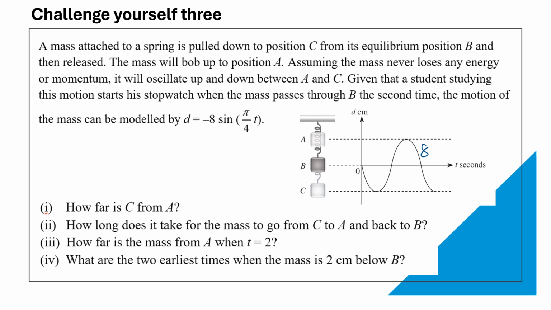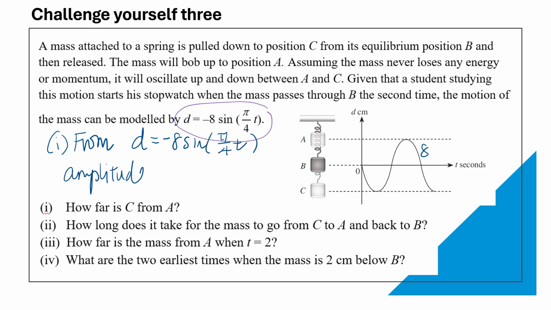Alright, so this is the same kind of concept. When you pull a mass attached to a spring down to position C and then let go, the mass will just bob up and down between A and C. If you look at the diagram here, quite clearly we can see that this is an inverted sine curve. That's why your A is -8. So the amplitude is 8. You can indicate the amplitude on the diagram.